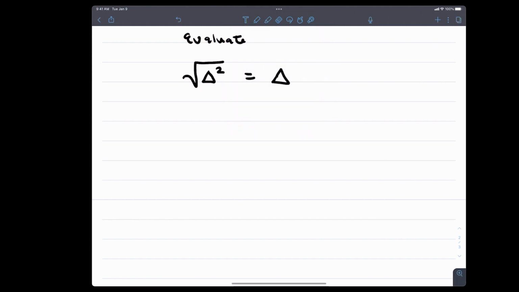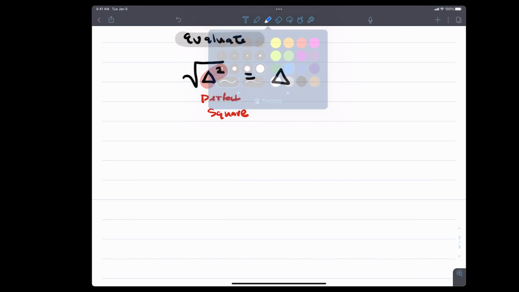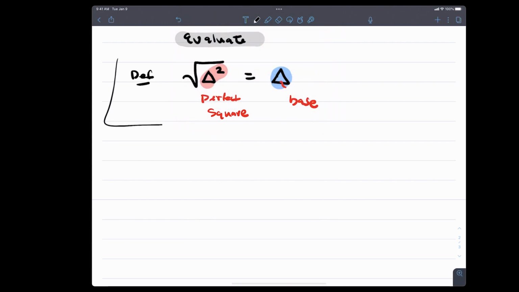Okay, so I'm going to say this here. You're going to evaluate this. Under here in red, what is this? We call that a perfect square. The square root of a perfect square, what do you guys think this is? What is this known as? Isn't that my base? Good. I like you guys. That's the base. Isn't that the base? You guys with me on that one? This is the definition. This is what you always use to evaluate a square root.